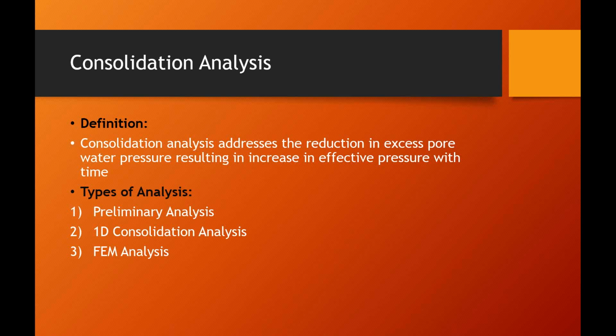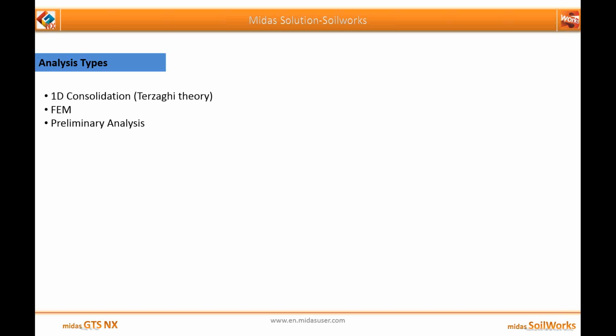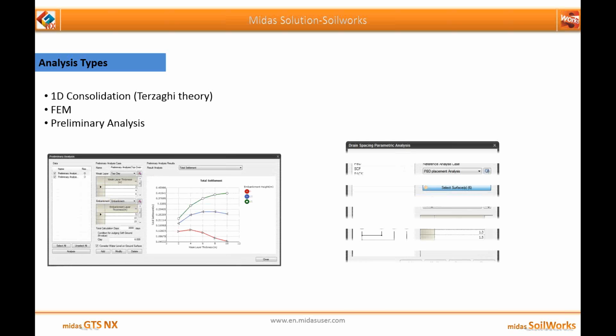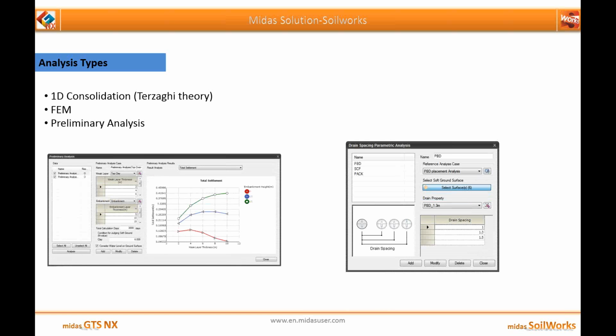Now, there are three types of analysis. First is the preliminary analysis, second is the 1D consolidation analysis, and third is the finite element analysis, which is basically the 2D analysis. So the analysis types, as I described, is 1D consolidation based on Terzaghi theory, the finite element analysis, and the preliminary analysis. Now I will take each of the analysis in brief.